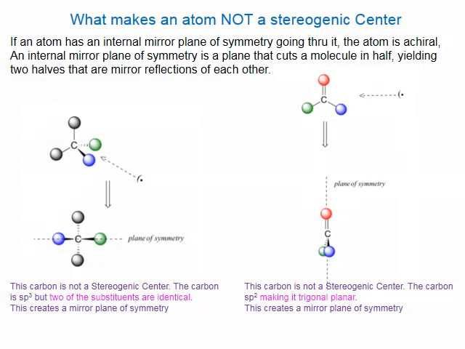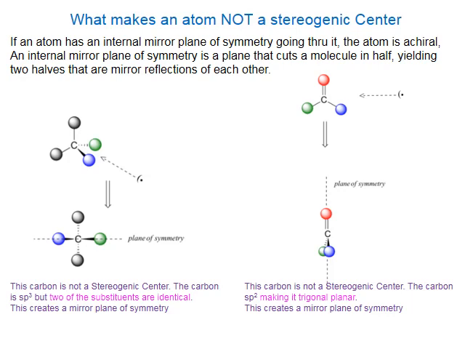How can we tell if an atom is not a chiral center? Simply look for mirror planes of symmetry. If an atom has an internal mirror plane of symmetry going through it, the atom is not a chiral center. An internal mirror plane of symmetry is a plane that cuts a molecule in half, yielding 2 halves that are mirror reflections of each other.